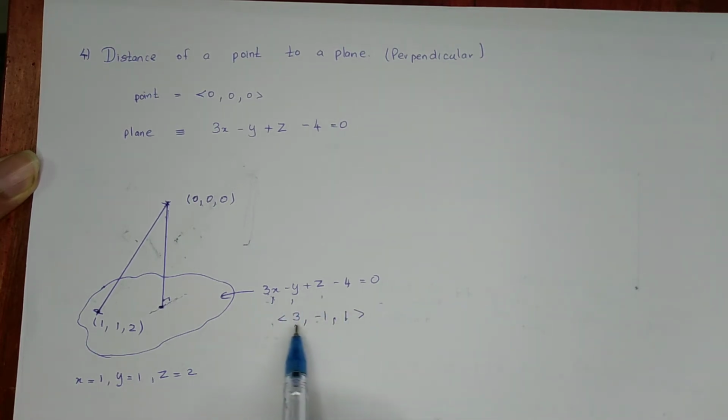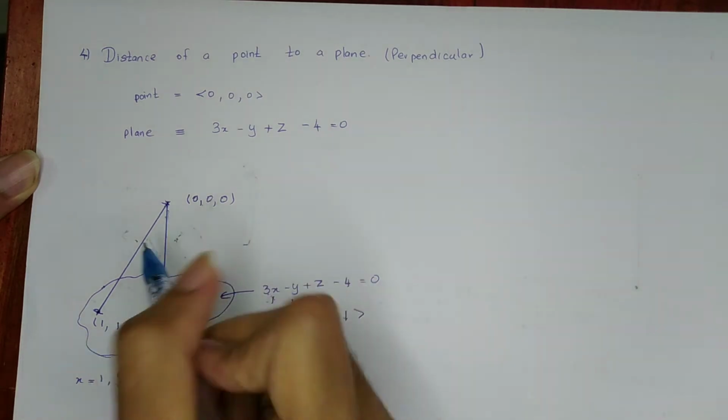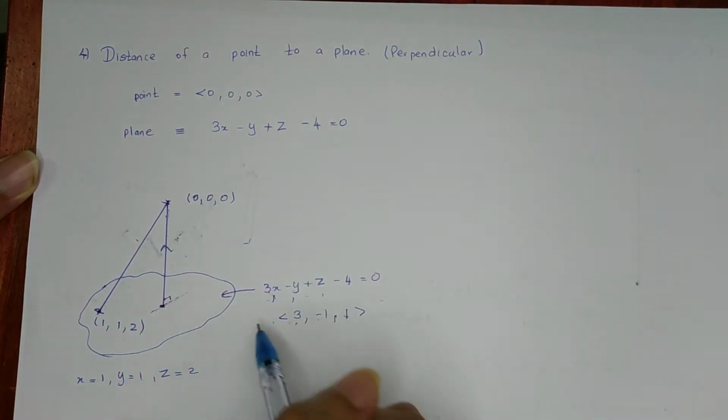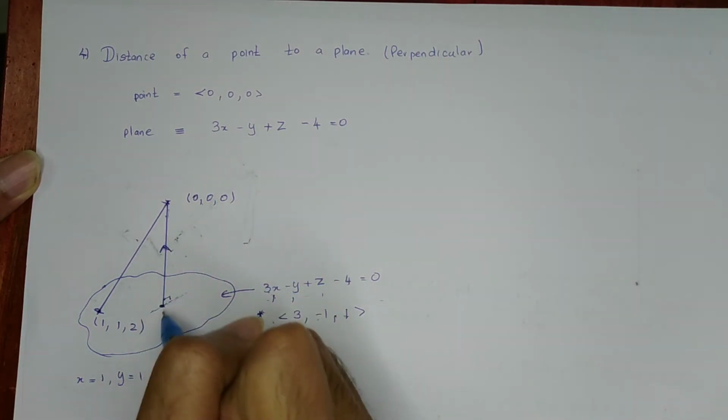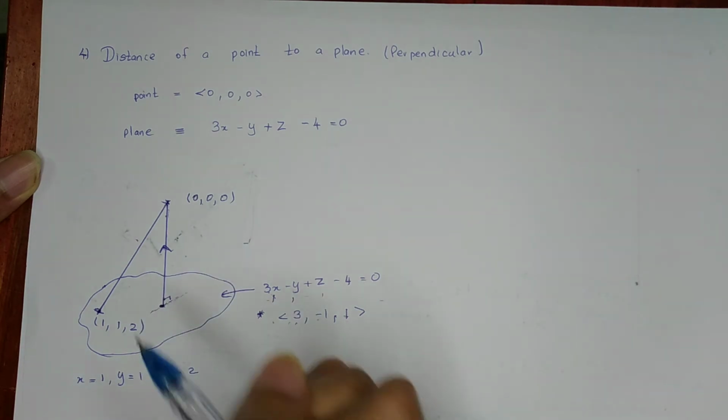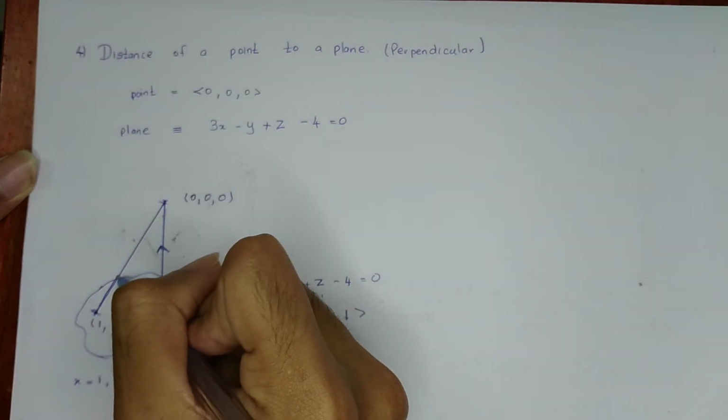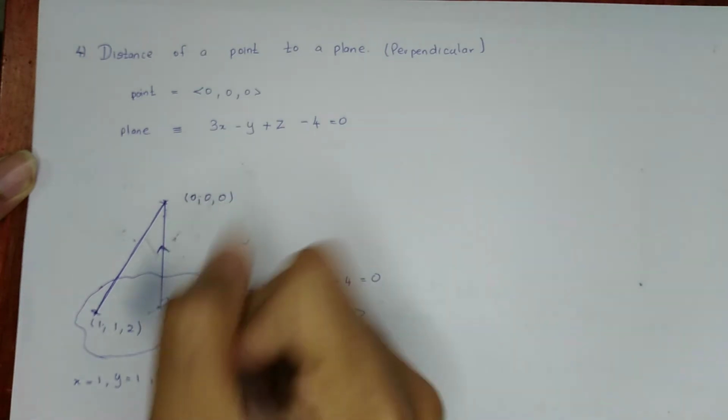If you get this, it would be the perpendicular direction vector for this plane. So note that this is the main point. If you knew that, you can directly solve this, because now we knew the value of this direction vector. Also, we knew the value of this. We can directly find that.